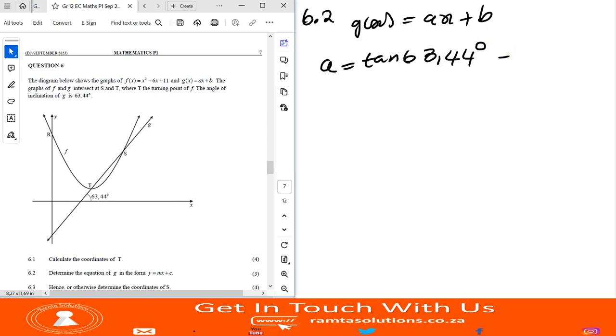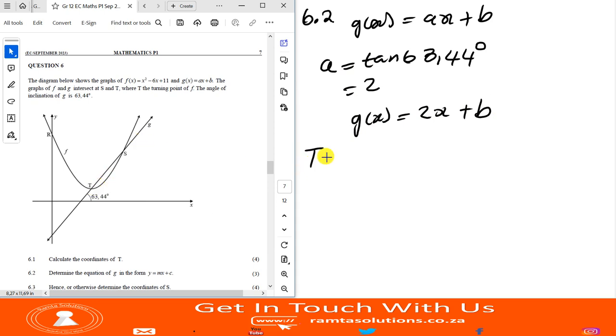Let me write going down. This is equal to 2, because you get 2.000 whatever. So it is equal to 2. All right. So now moving on, we have our gradient. So let's say now we have g of x equals 2x plus b. We have a point that this line passes through. The given point is point T.